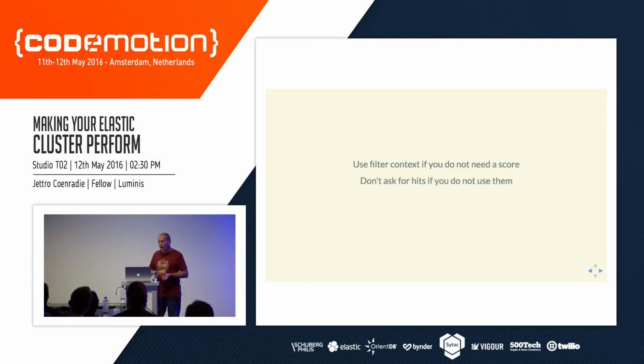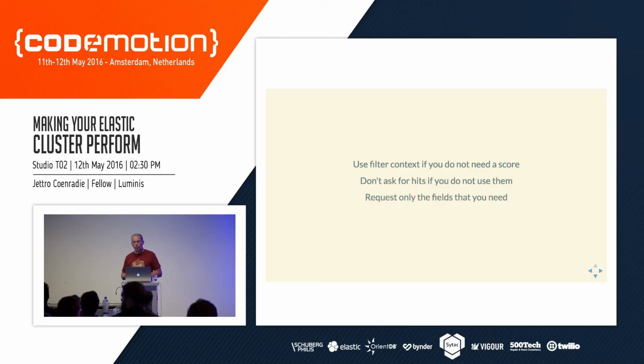Another important thing is don't ask for hits if you don't need them. So by default, Elasticsearch, if you don't specify anything, it will return 10 hits. But if you're doing, for instance, aggregations, you don't need hits. So set the size to 0.